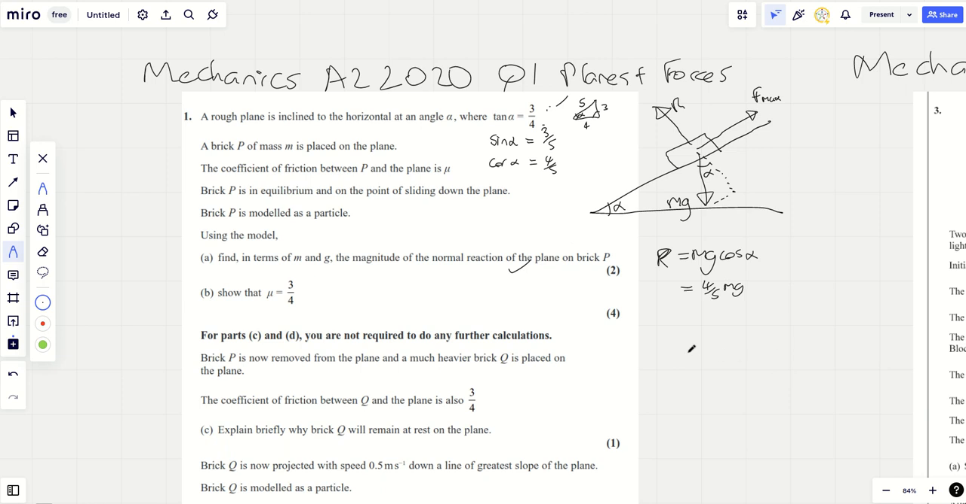Okay, show that mu is 3/4. Well, F max is mu R, but F max also equals mg sine alpha because it's in equilibrium, and so F max is of course 3/5 mg, and therefore F max is mu R. That's what I'm going to use next, and so 3/5 mg is mu times 4/5 mg. The mg's cancel, the fifths cancel if you like, and mu ends up being 3/4. Done.